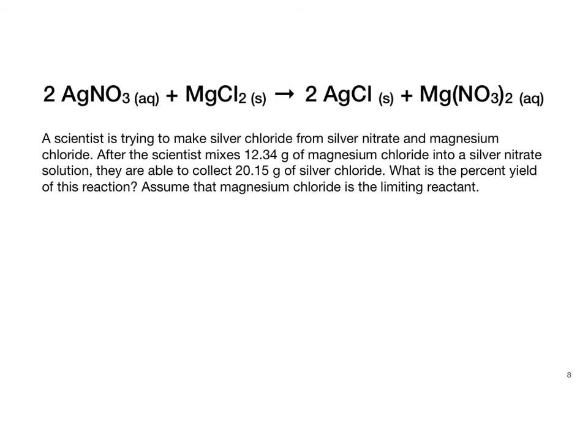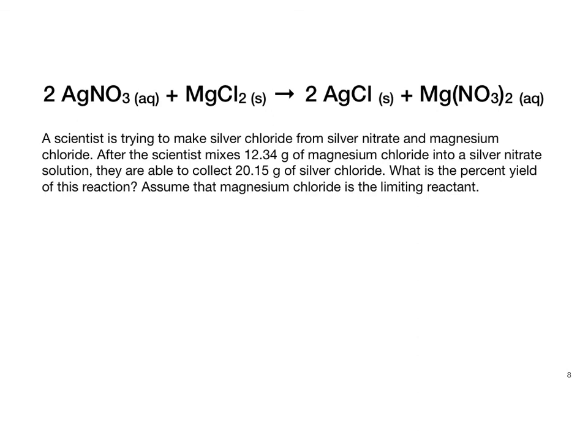So in this example, we have a balanced chemical equation. We have 2 moles of silver nitrate aqueous plus 1 mole of solid magnesium chloride is going to give us solid silver chloride plus aqueous magnesium nitrate. So it's fully balanced. And in this case, our scientist wants to make silver chloride from silver nitrate and magnesium chloride. The scientist mixes 12.34 grams of magnesium chloride into a silver nitrate solution. They collect 20.15 grams of silver chloride. What is the percent yield?